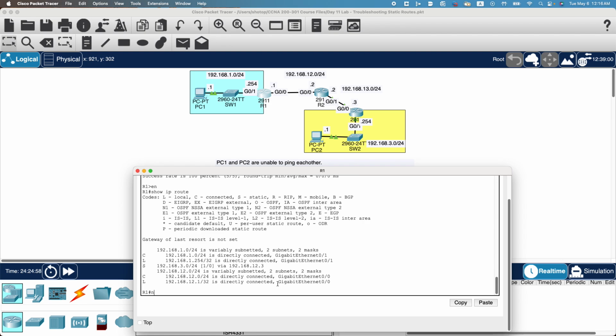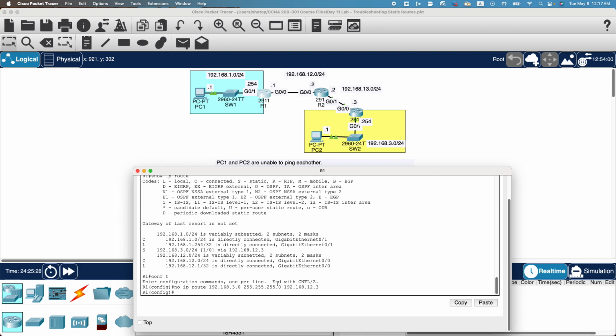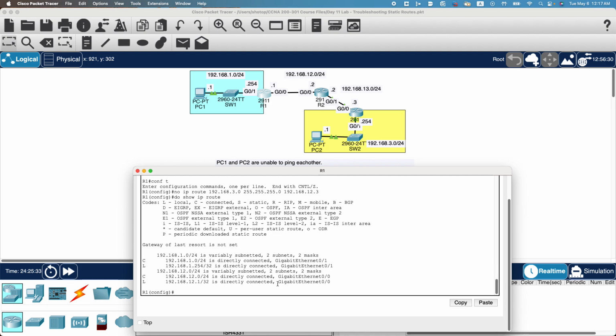All right. So conf t, no ip route 192.168.3.0 255.255.255.0 via 192.168.12.3. That is not what we want. All right, do show ip route to confirm it's gone. It is.